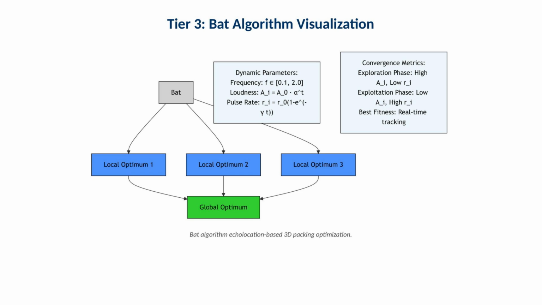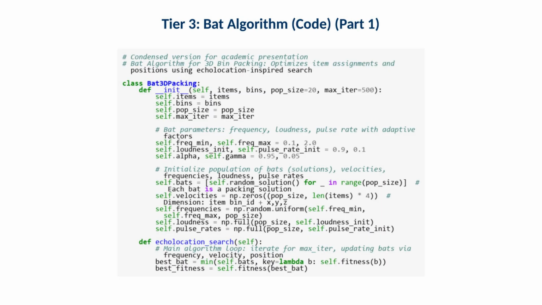This figure summarizes the BAT algorithm flow and how echolocation-inspired behavior guides search. Conceptually, bats adjust their behavior based on the feedback they receive from solution quality. Over time, the search should shift from broad exploration to focused refinement, which is why adaptive parameters are central to the method. In this part, we move from the idea to the mechanics of the implementation.